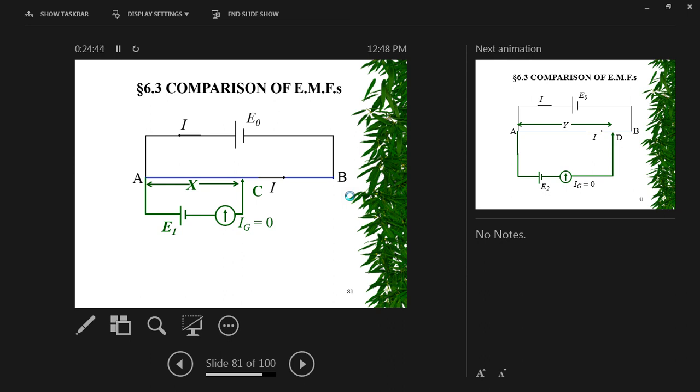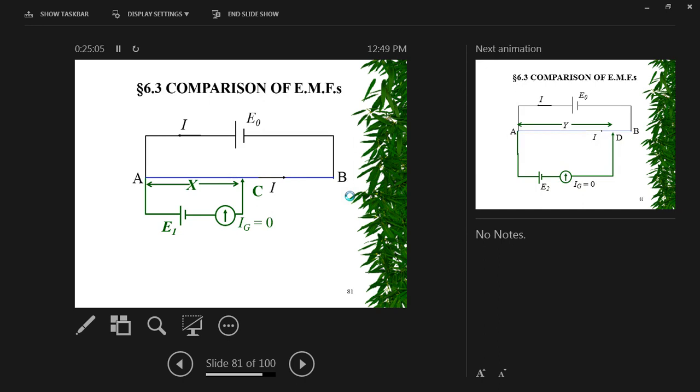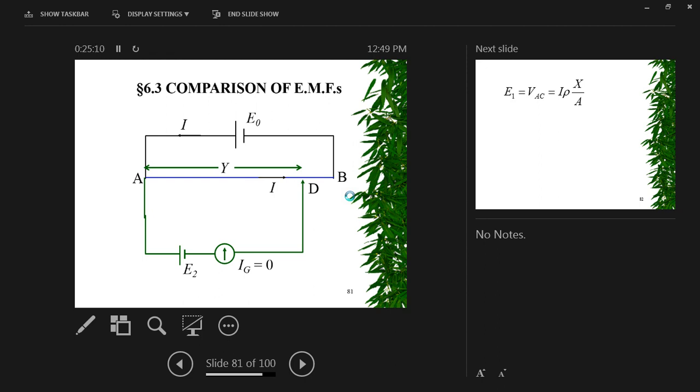When I've achieved the balance point, I'll call the balance length X, and I'll write the same equation as my previous case. E1 equals VAC equals I rho X over A. You can ignore the I rho over A because all I'm interested in getting is the X. The rest of the things will cancel out when I divide it by the second expression. So this is for the first EMF source. Now, the second EMF source, I'm going to do it again, but because the second EMF source has a different EMF, the balance point will be something other than X. So let's call this new balance length Y.